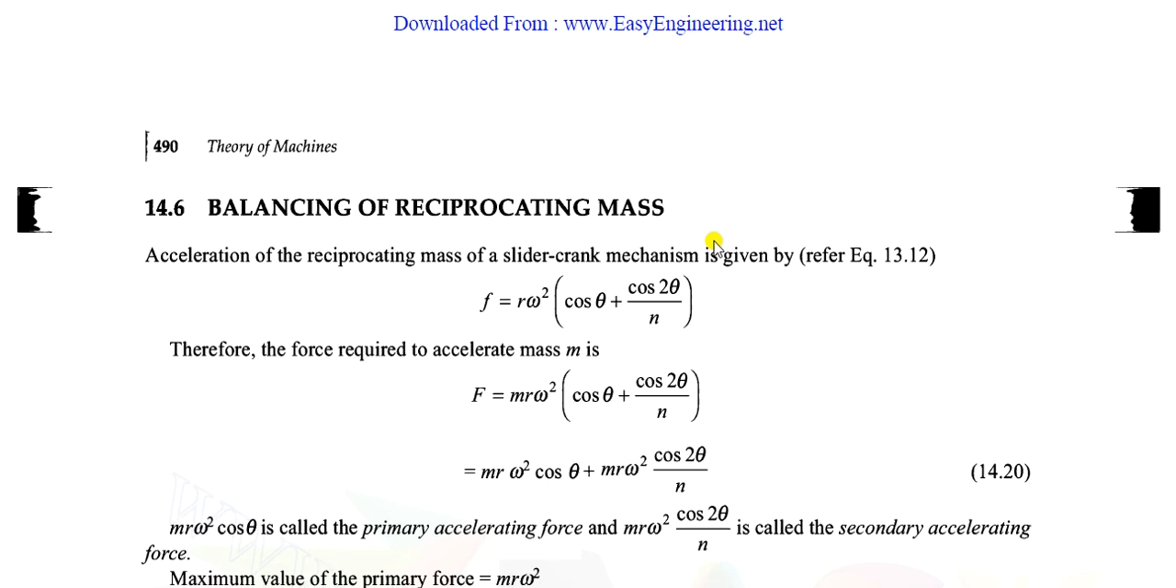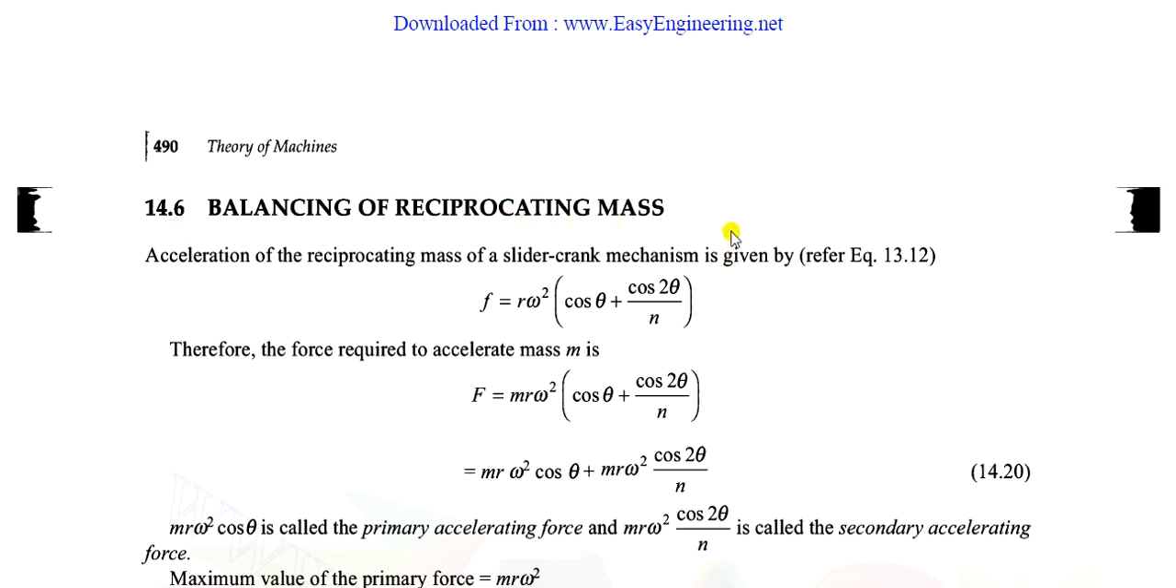So in the static case, the condition of balancing was that the summation, or the resultant, of all forces should be equal to 0. And in the dynamic case, along with the force, the resultant of couples must also be 0. So with this recap, I will start balancing of reciprocating masses.